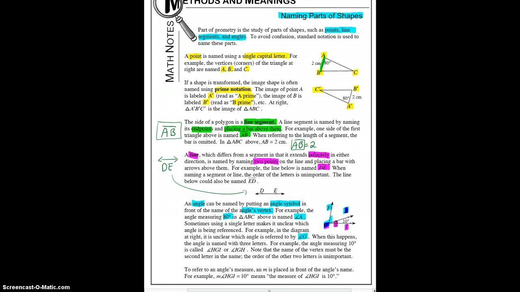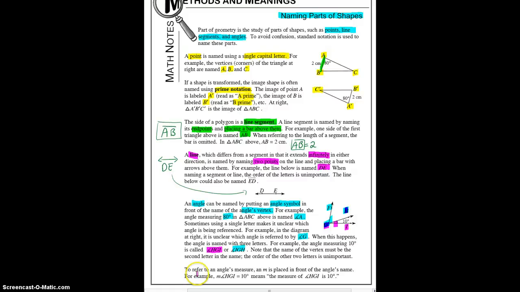Well, the reason we use 3 letters is so that we know which one we're specifically talking about. So blue is IGH. Pink is going to be HGI. And when we have a situation in which we have multiple angles sharing a vertex, so G is a vertex, you will be required to use the 3 letters. If you do not, I will not know what angle you're talking about, and I will therefore assume you don't know what angle you're talking about as well.